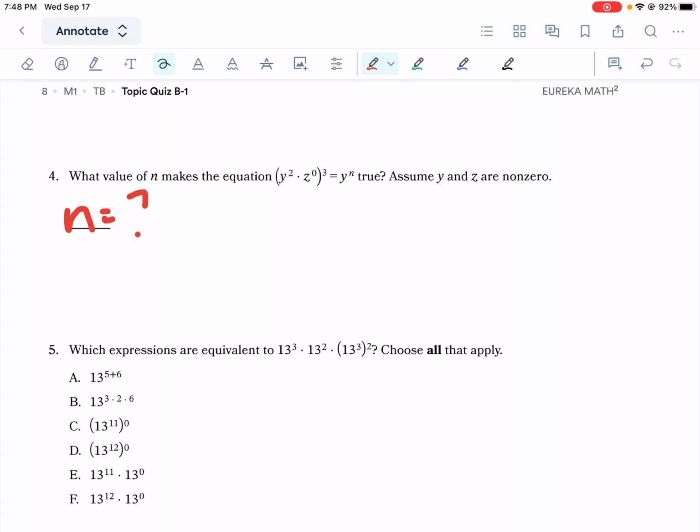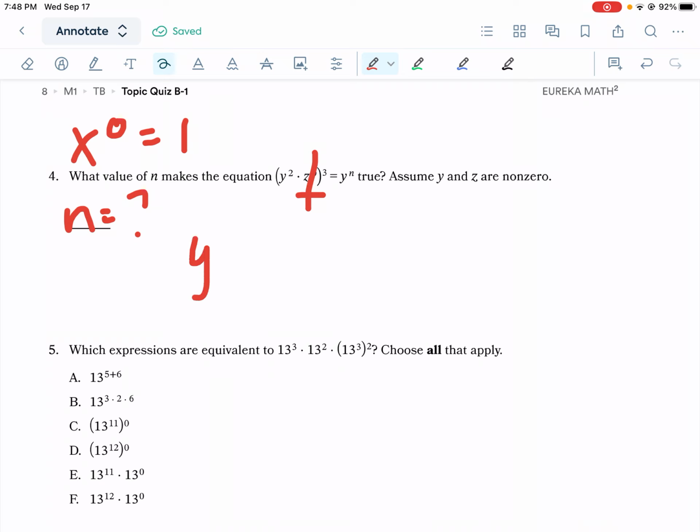I could tell you now that any number raised to the power of 0 is always 1. So this z to the 0 is going to be 1. And because it's 1, you can essentially cross this out and just ignore it, because 1 times y squared is still going to be y squared. So you can pretend as if that z to the 0 power is not even there.